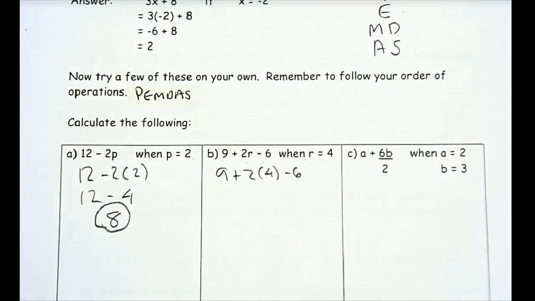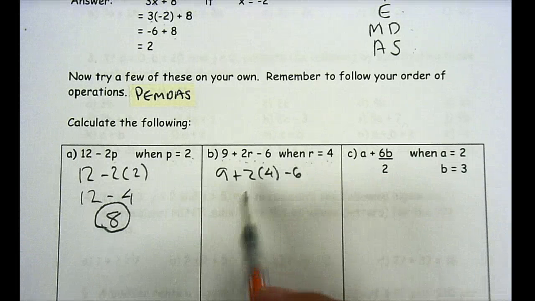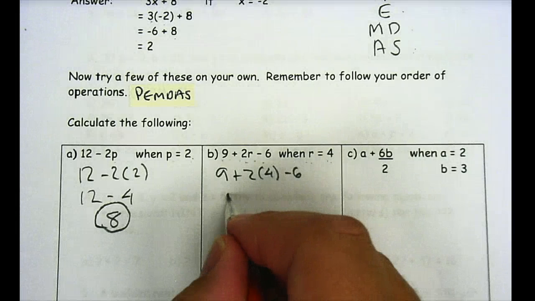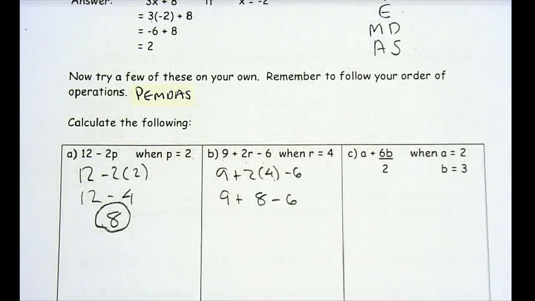Now in this problem I have adding, multiplication, and subtracting. Since multiplication is the highest order of operation, I'll do that first. Everything else stays the same. 9 plus 2 times 4 is 8 minus 6.